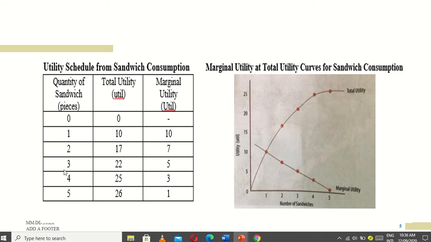This applies the law of supply and demand. If the quantity of sandwiches is increasing, the marginal utility perhaps will decrease. The more and more you consume food, the more it will diminish the utility.